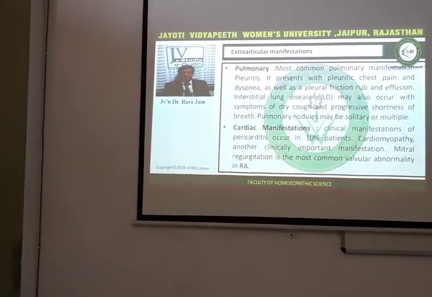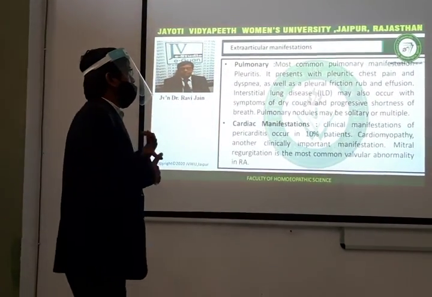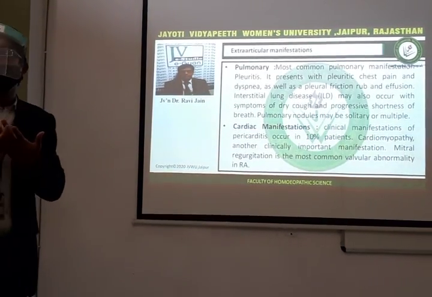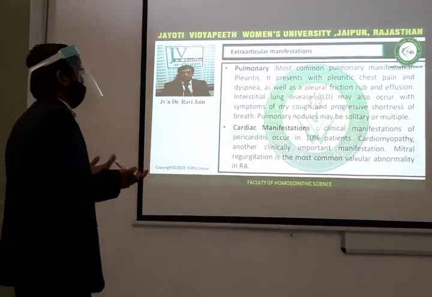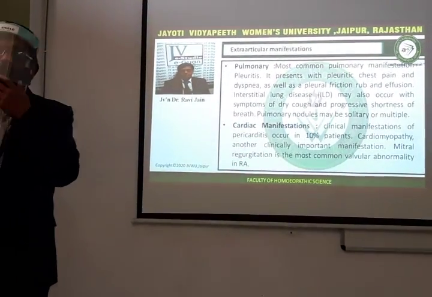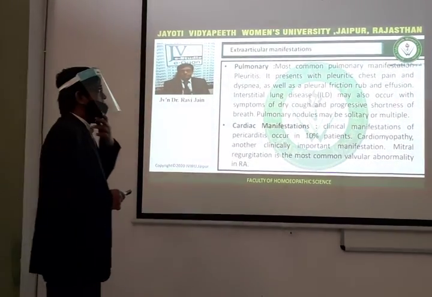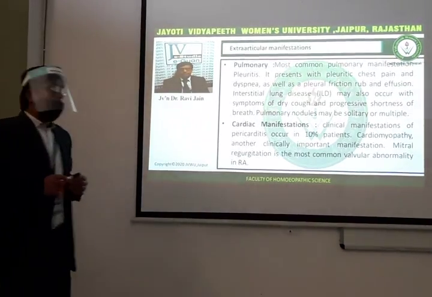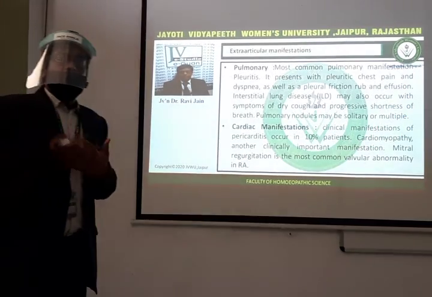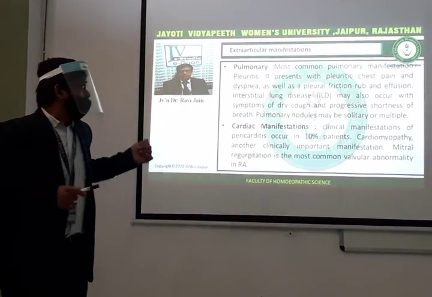Next, we have pulmonary manifestations. Pulmonary manifestations are related to the lungs. The most common pulmonary manifestation is pleuritis. Pleuritis is inflammation of the pleural cavity. It presents with pleuritic chest pain. Whenever there is inflammation, you will have pain. So pleuritic chest pain and dyspnea, as well as pleural friction rub with effusion. Alright, so these are the symptoms, extra-articular manifestations that you can see in cases of rheumatoid arthritis.